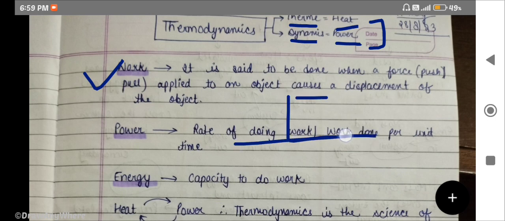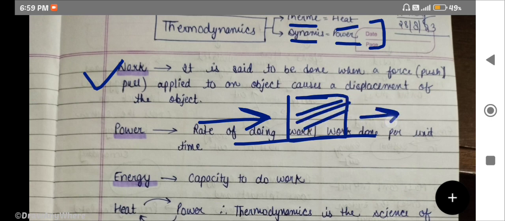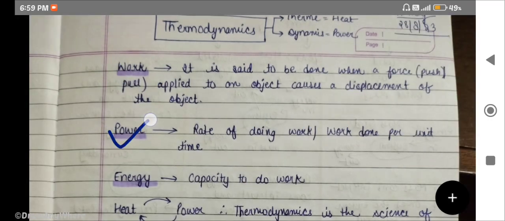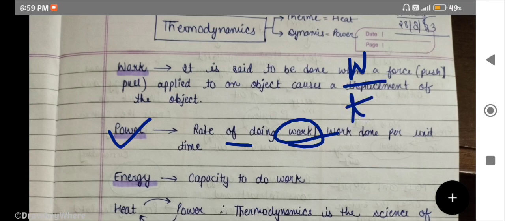Let's say an object is here and we are applying some force on it. When we apply the force, this object will displace, so we will see that work is done. Now what is power? Power is the rate of doing work, so work done per unit time. It is known as power.